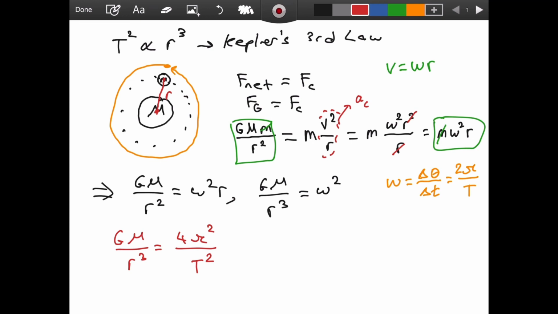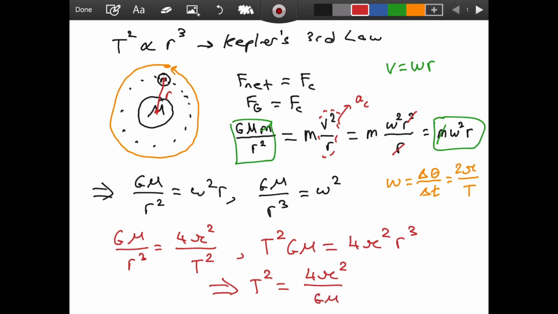Now, if we solve for T squared, look what we get. To solve for T squared, we first multiply both sides by T squared and r cubed, so we have T squared GM is equal to 4 pi squared r cubed. Then if we divide both sides by GM, we will get that T squared is equal to 4 pi squared divided by GM times r cubed.